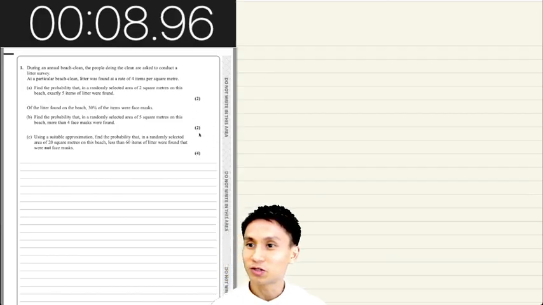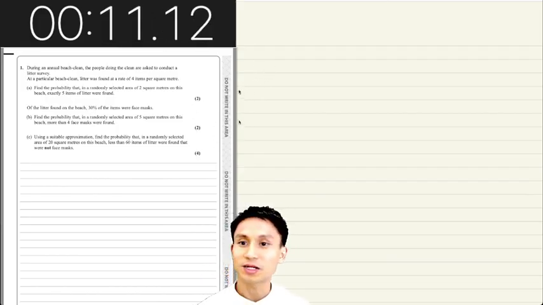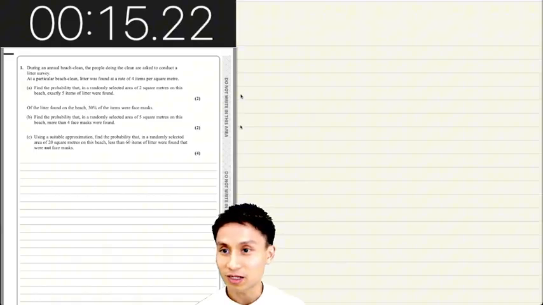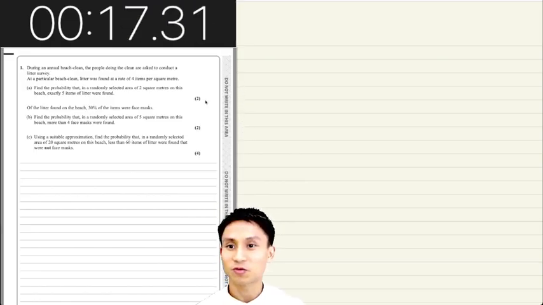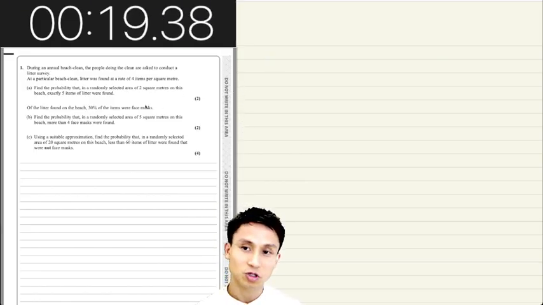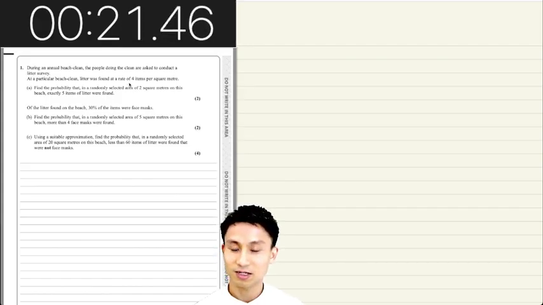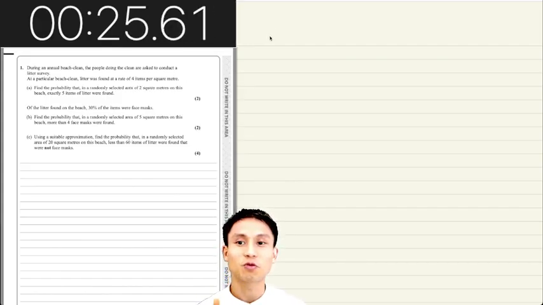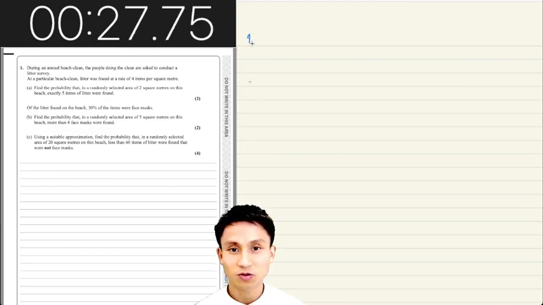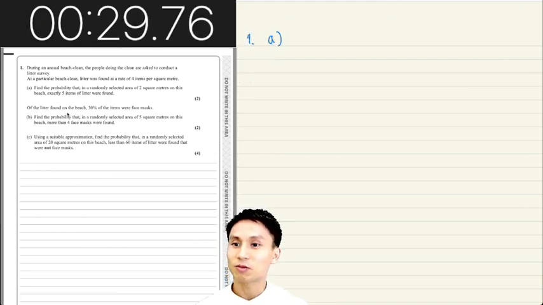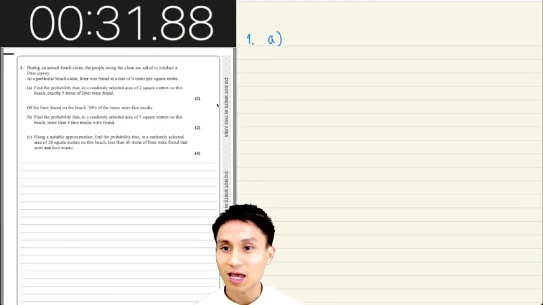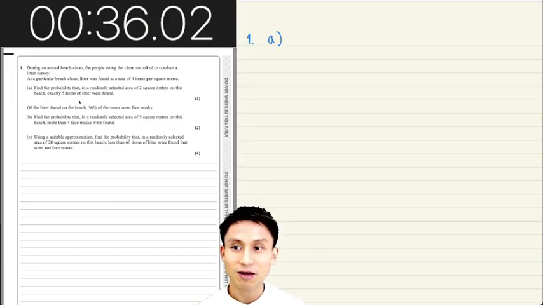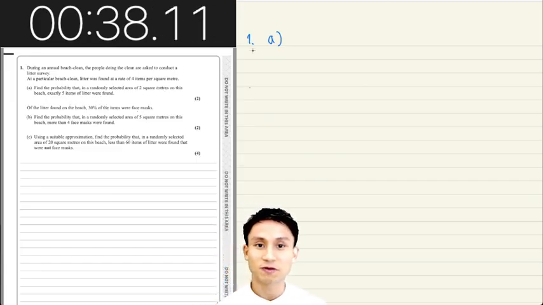Okay, number 1. During an annual beach clean, the people doing the clean are asked to conduct a little survey at a particular beach clean. Litter was found at a rate of 4 items per square meter. So when you see the word rate, rate of something per something, that is indicating a Poisson distribution, right? So number 1 here, A, find the probability that in a randomly selected area of 2 square meters on this beach, exactly 5 items of litter were found.